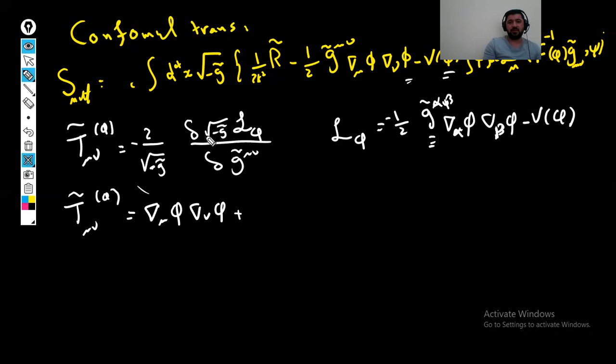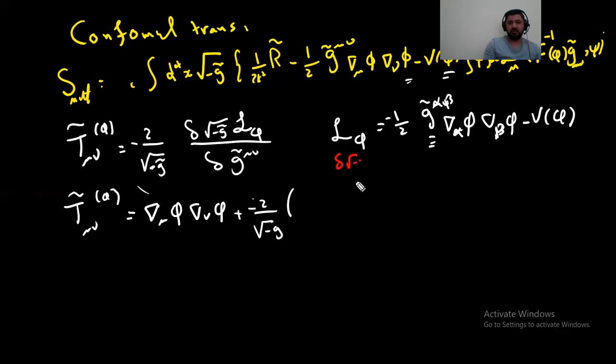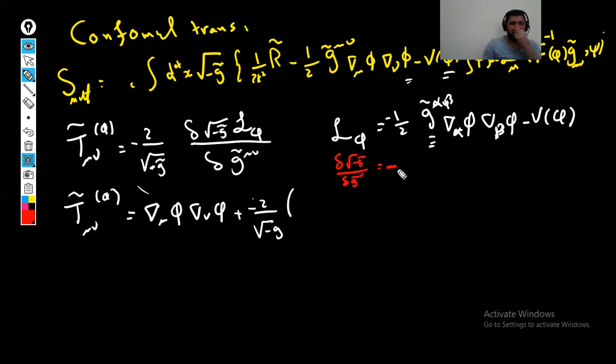But then we have the variation of the square root of minus g, so we have negative 2 over the square root of minus g. Let's remember that the variation of the square root of minus g tilde with respect to g^{μν} tilde is negative 1 over 2, the square root of minus g tilde, g_{μν} tilde. So we have negative 1 over 2 over the square root of minus g tilde, and the variation gives 1 over 2 the square root of minus g tilde, g_{μν} tilde, multiplied by the Lagrangian, L_φ.